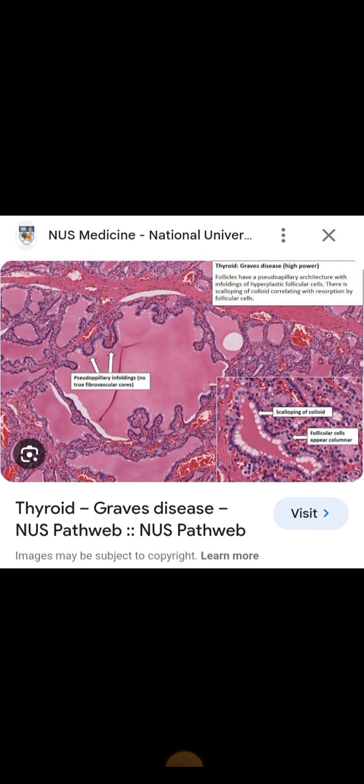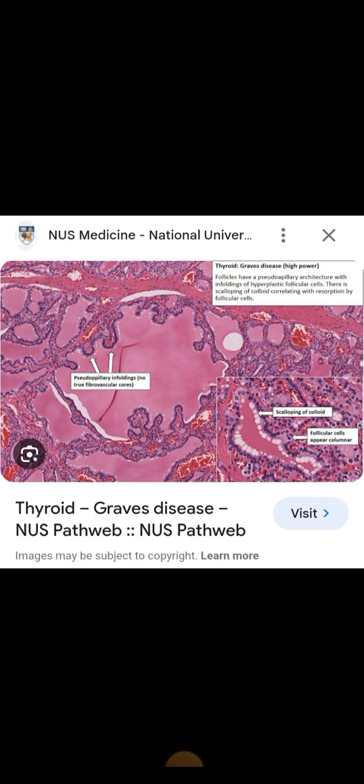But before starting its morphology, let me give you a brief review about Graves' disease. It is actually the most common cause of endogenous hyperthyroidism, and it is an autoimmune disorder. In its pathogenesis, many antibodies are included, like thyroid stimulating immunoglobulins, thyroid growth stimulating immunoglobulins, TSH binding inhibitor immunoglobulins, etc. But as we are not concerned with its pathogenesis, we are mainly concerned with its morphology. So let us start with its morphology.